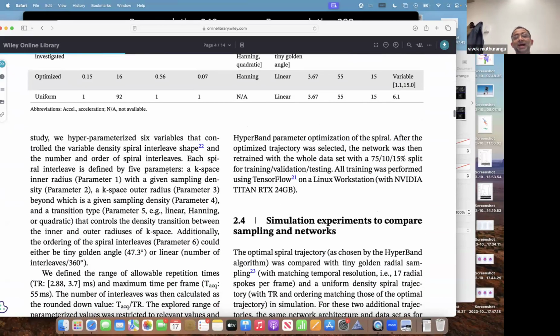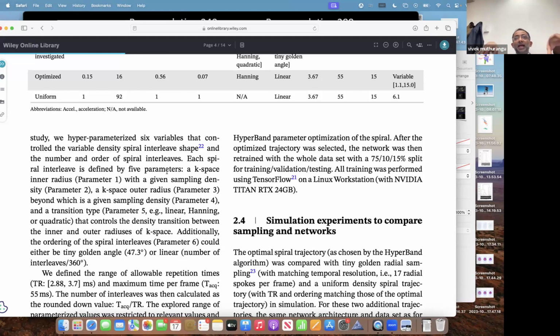And the parameters we have are, what is the inner space radius, which has got a specific density? What is the outer space radius, which has a specific density? What is the transition between those? And do we use golden angle or uniform angle?